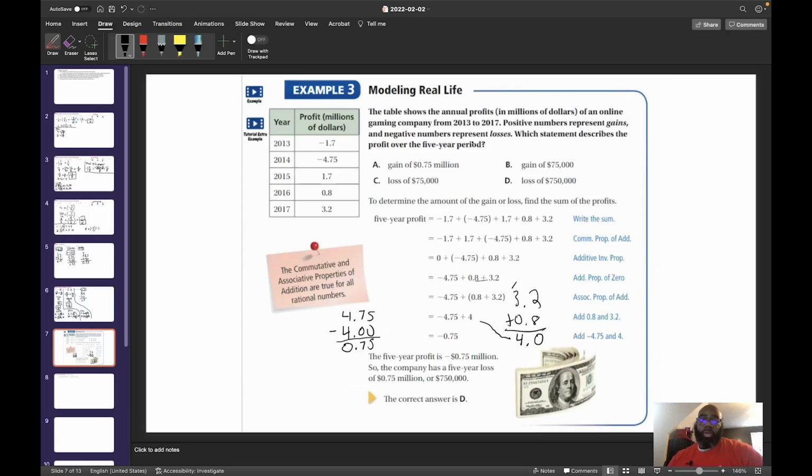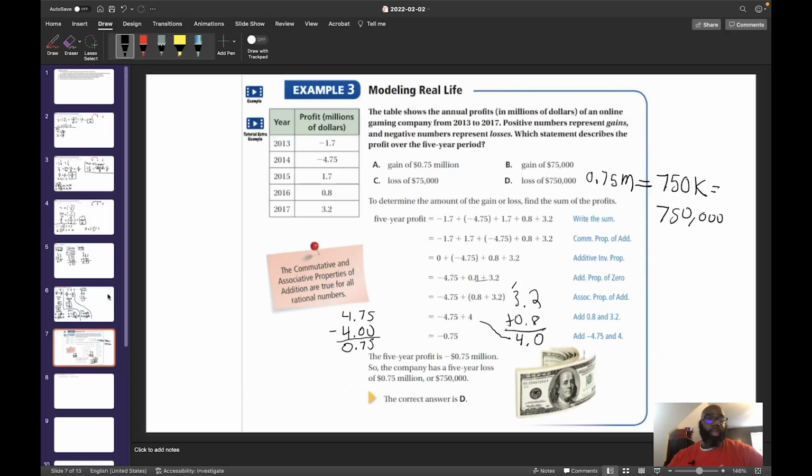And so it said it was in millions of dollars. So $0.75 million is the same thing as $750,000. So that's what's going on there. 0.75 million is equal to 750K, which is equal to $750,000. So millions of dollars, thousands of dollars, and dollars. That's what's going on there.